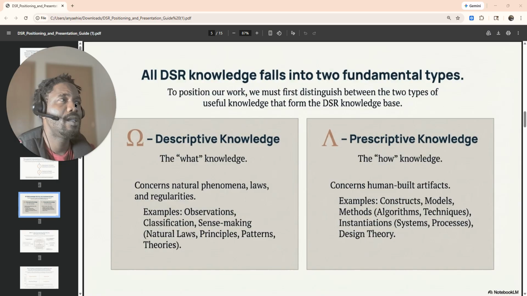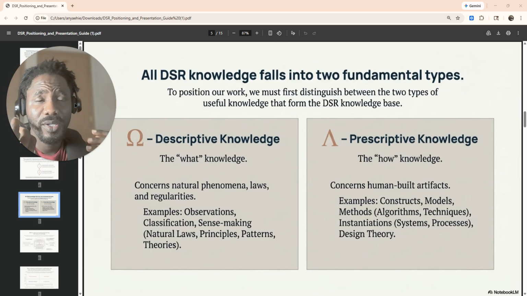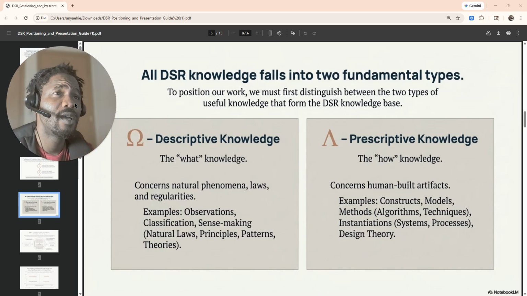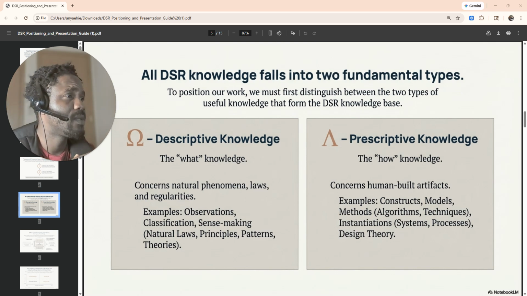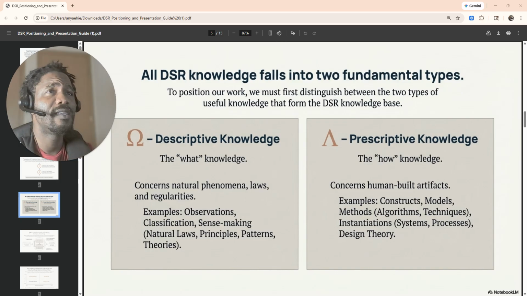Then the second knowledge you should know about is prescriptive knowledge. You're trying to prescribe the knowledge of the artificial. You're trying to prescribe to build something. This is where you use your knowledge, you use your creativity, and you decide to create something. You are prescribing, and this is the lambda knowledge. So here, the kind of things, the artifacts you come up with, the constructs, your models, your methods, your instantiations, your design theories. So this is the core knowledge that comes out of design science.